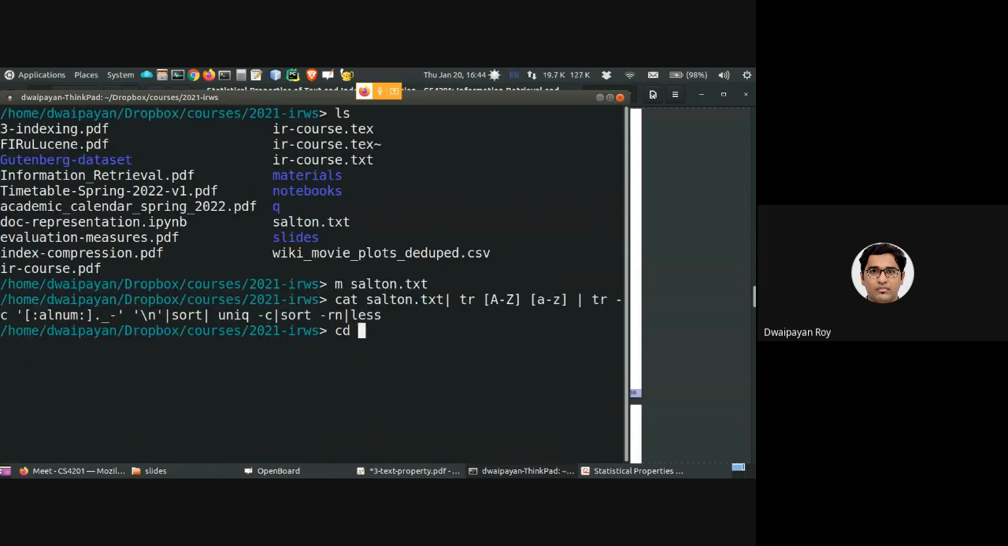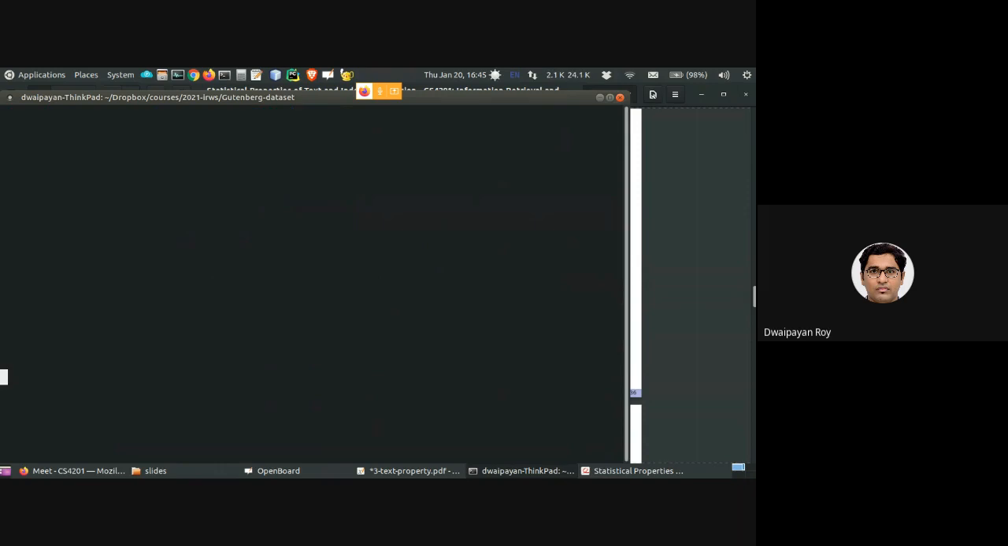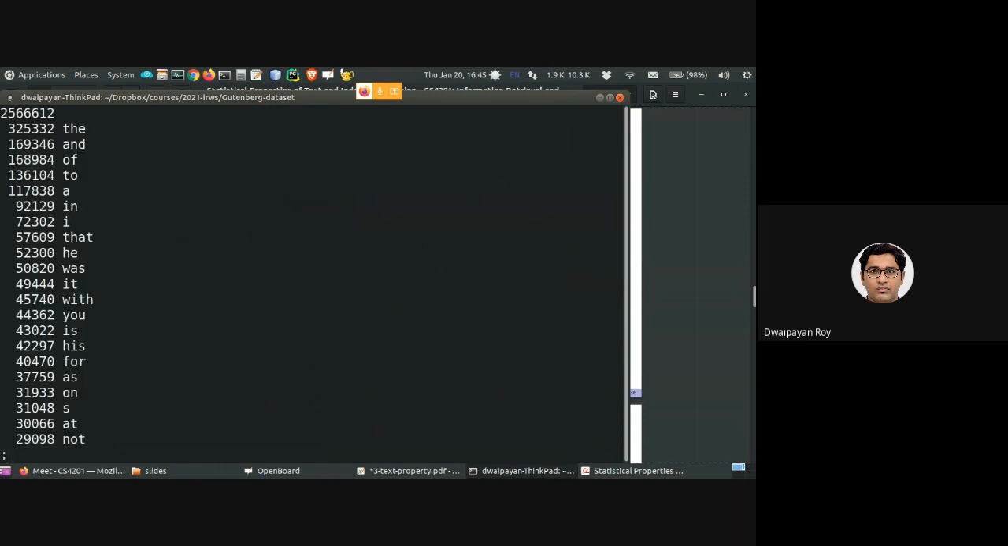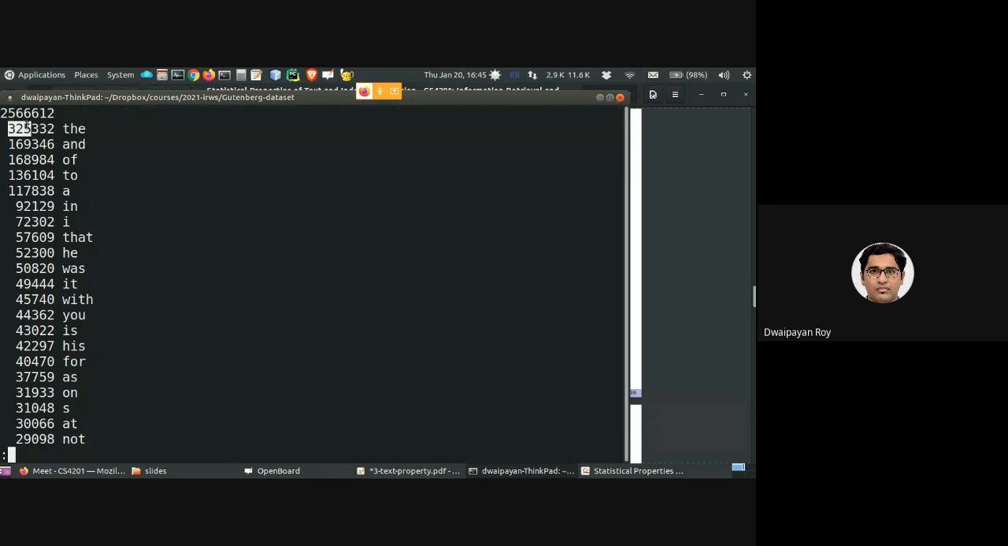Now, if we apply the same Zipf's law plotting on a bigger data set, such as this Gutenberg data set, how will it look? It will take some time. You can see there are specifically 2.5 million blank spaces, 325,000 the, 169,000 and, 168,000 of, and so on.